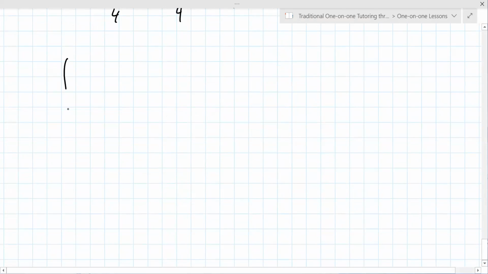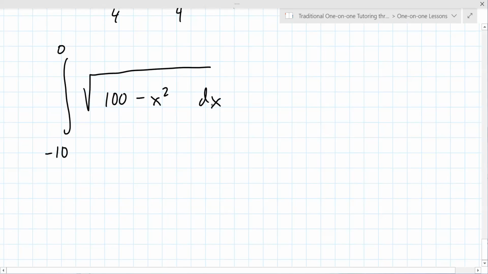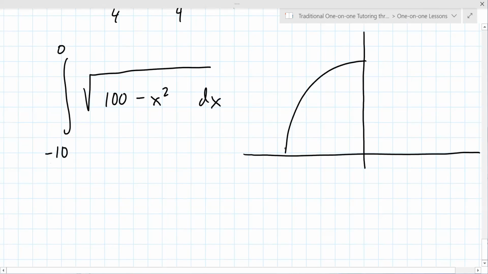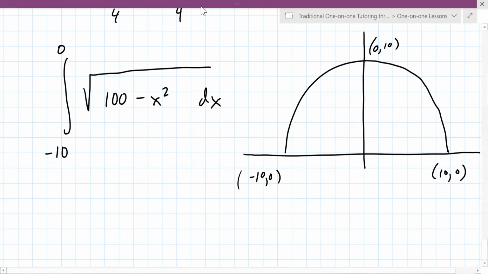Let's try another one here. Let's say I want you to go from -10 to 0 of the square root of 100 minus x squared dx. So how do you know if it's a quarter or like a half? Don't focus on the numbers on the limits here. Focus on what this graph looks like. You can be as exact as you want, but let's just say that's 10, 0, and that's -10, 0. Okay. The limits are the vertical lines.